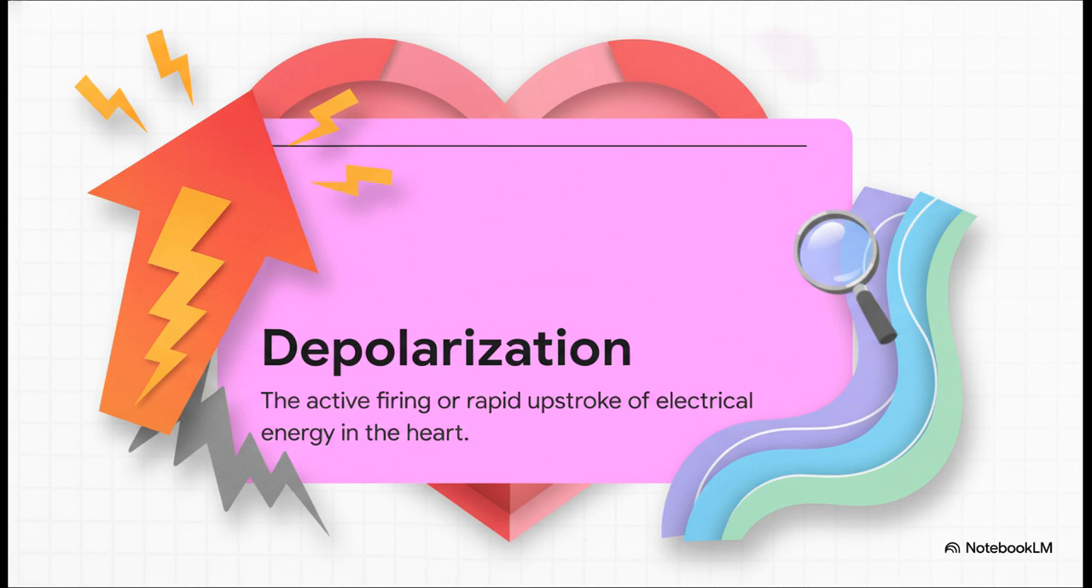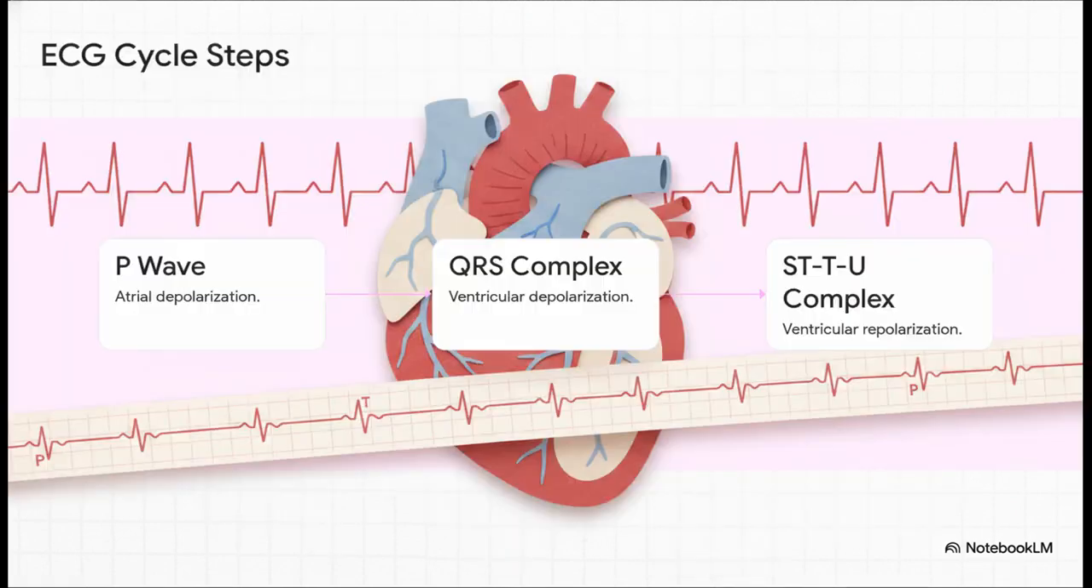Depolarization is the active firing. It's that rapid upstroke of electrical energy sweeping through the heart muscle, basically shouting at it to contract. Repolarization, on the other hand, is the recovery phase. It's the electrical reset that prepares the heart for the next beat. Keep those two concepts firmly in your mind. The heart's electrical cycle unfolds on paper in three main chronological steps, right in order. We start with a P wave, we move to the massive QRS complex, and we finish up with the ST-T-U complex. Let's break each of these down.